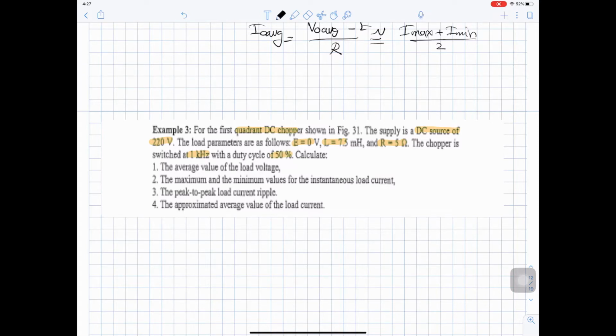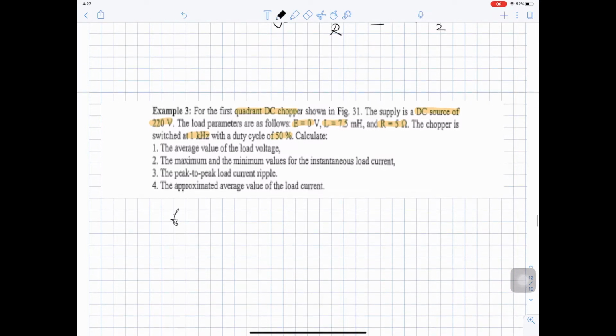So now we have frequency switching as 1 kHz. So T is 1 over F switching equal to 1 millisecond. Tau is L divided by R equal to 7.5 divided by 5 milliseconds.